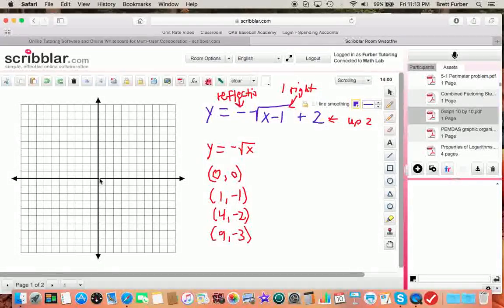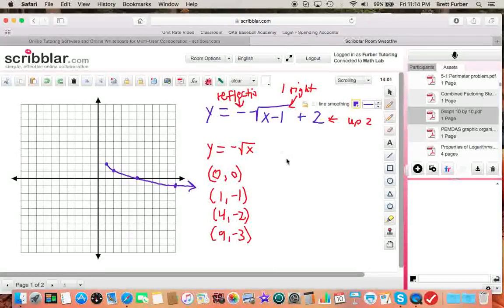Now 0, 0 stays the same. It's just going to go 1 to the right and up 2. But 1, negative 1 was down here. It's going to go 1 to the right and up 2. 4, negative 2 was down here. It's going to go 1 to the right and up 2. 9, negative 3 would be here. It's going to go 1 to the right and up 2. So now I'm ready to draw in my graph.